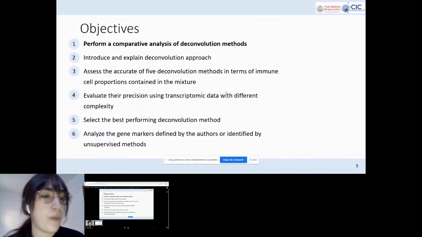The objectives of our work were to perform a comparative analysis of the deconvolution methods, introduce and explain the deconvolution approach, assess the performance of 5 deconvolution methods in terms of immune cell proportions contained in the mixture, evaluate the precision using transcriptomic data with different complexity, select the best performing deconvolution method, and finally analyze the gene markers defined by the authors or identified by unsupervised methods.